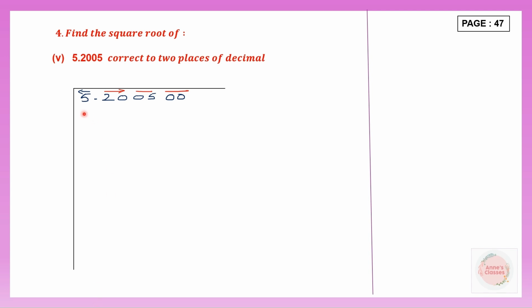Let's think of a number whose square is close to 5, and the number is 2. 2 2's are 4, 5 minus 4 is 1. There is a point which we carry up. Bring down the next pair, which is 20. So now this is 120.